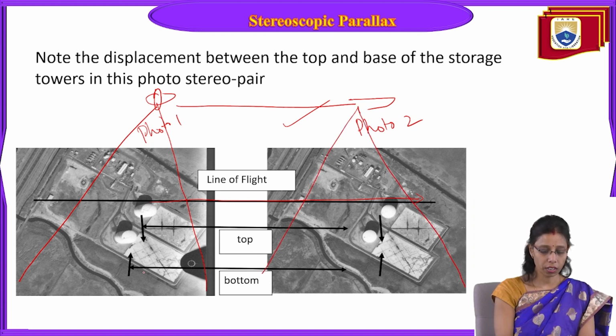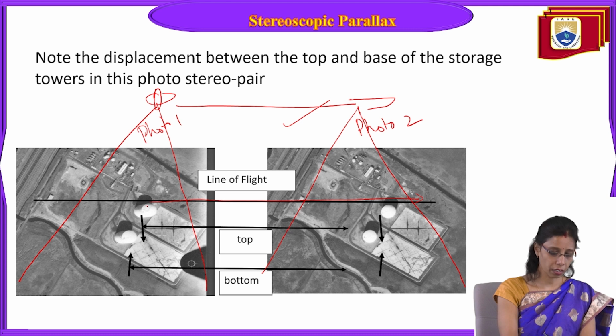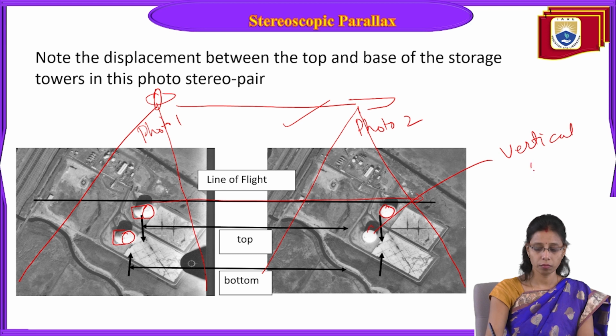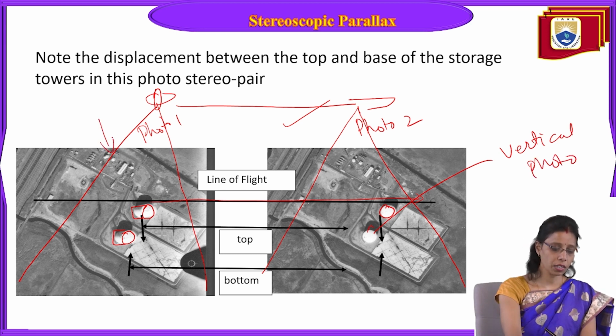Now what is the difference here? See this, observe this tank. This tank top is visible and the side is also visible, right? Whereas in this photo, you can see only the top, but the side is not visible. On the side we can only see the shadow, right? So this is almost a vertical photo, whereas this one is an oblique photo.